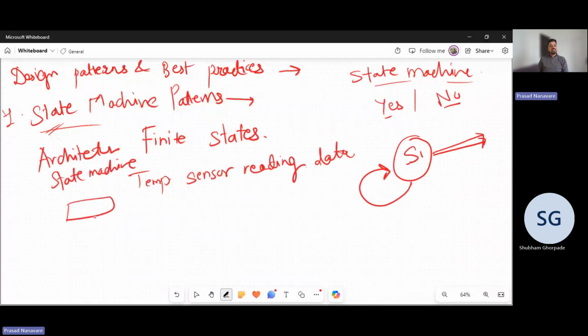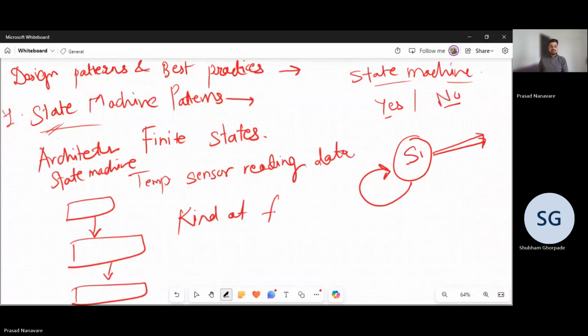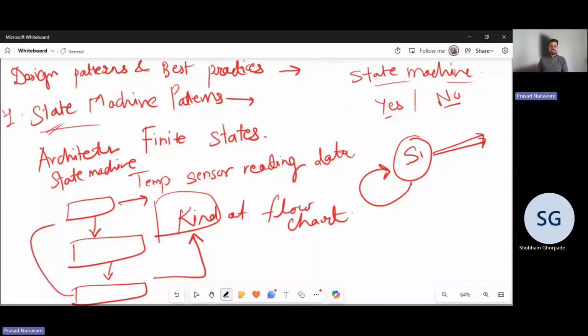Okay, in your language I will say it's kind of a flow chart of a system, maybe something like this. Kind of a flow chart, you remember now. So, a state machine, and after defining the state machine you code it.